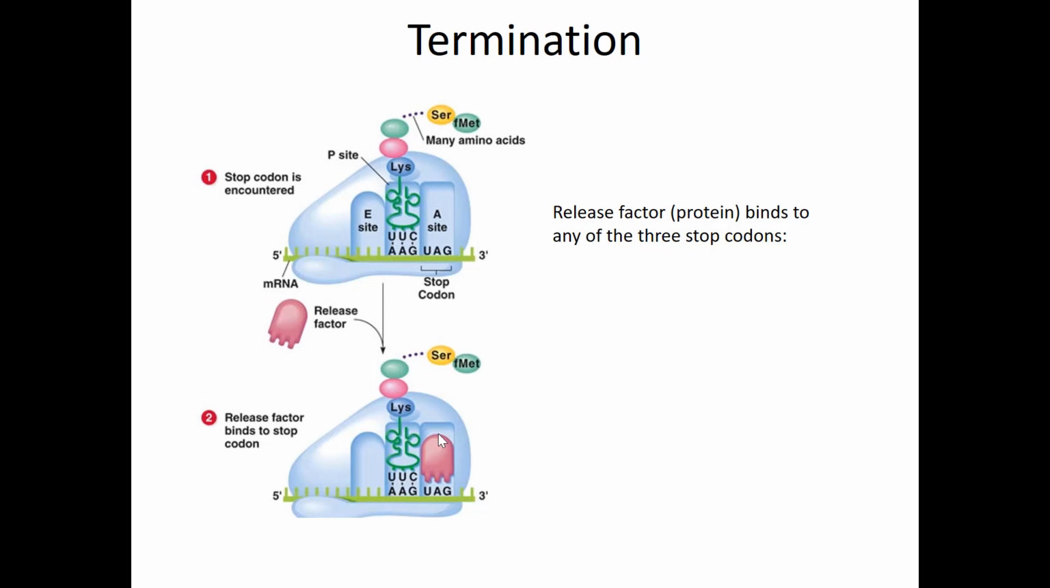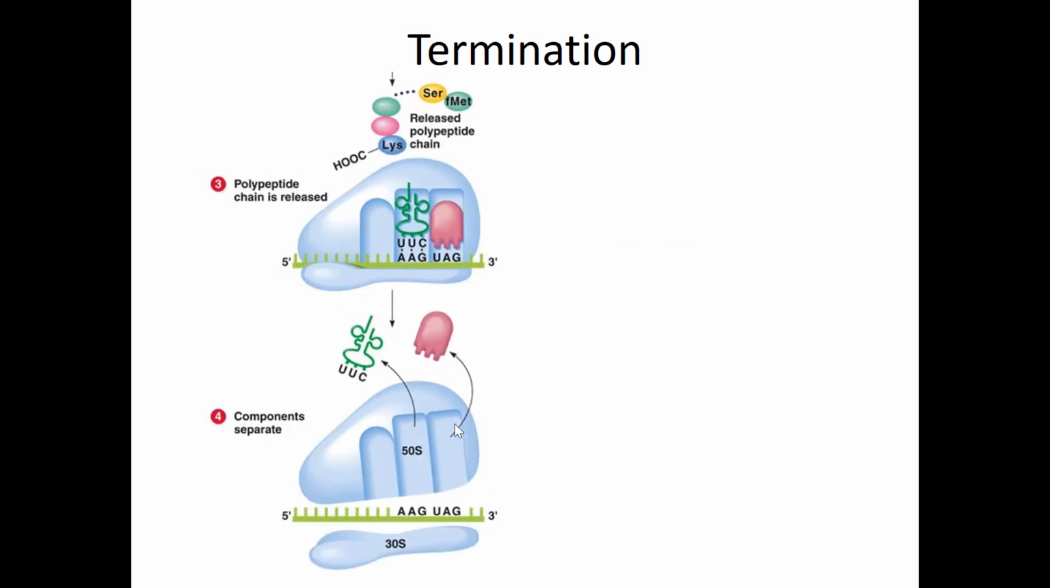And when that happens, there's no amino acid sitting in this position for this polypeptide chain to be transferred to by peptidyltransferase, and so the whole complex becomes unstable and falls apart. So here are your 3 stop codons again: UAA, UAG, and UGA.